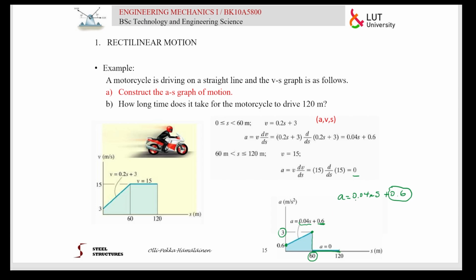So now we have given the answer to the first part A, that says construct the a-s graph of motion. And it looks pretty weird, but that's the answer to this one here. So we migrated or changed from the velocity versus displacement to the acceleration versus displacement here. And remember what I told you in the past about displacement, position, velocity, and acceleration. Position tells you where a particle is. Velocity tells you where the particle is going. And acceleration tells you where it would like to go.